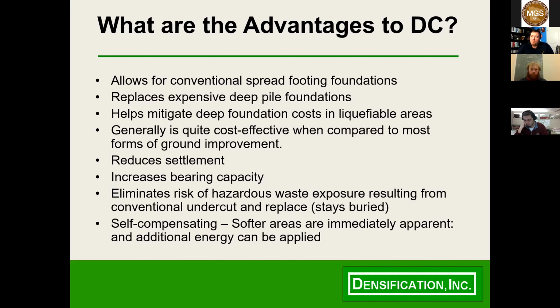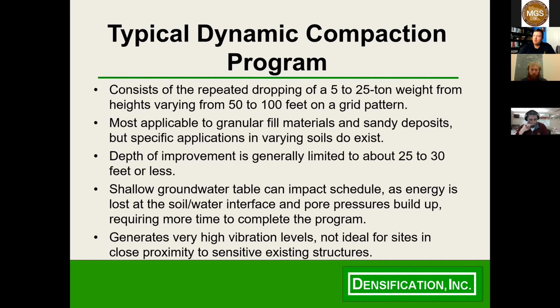And then one of the last things is, as you'll see in some of the pictures with the grid spacing and the craters and everything that's formed by this, you're basically watching real-time, you're getting real-time data of the program. And so, you're able to address areas that don't look the same as everything else right as you're there. So it's considered like a self-compensating type approach, right?